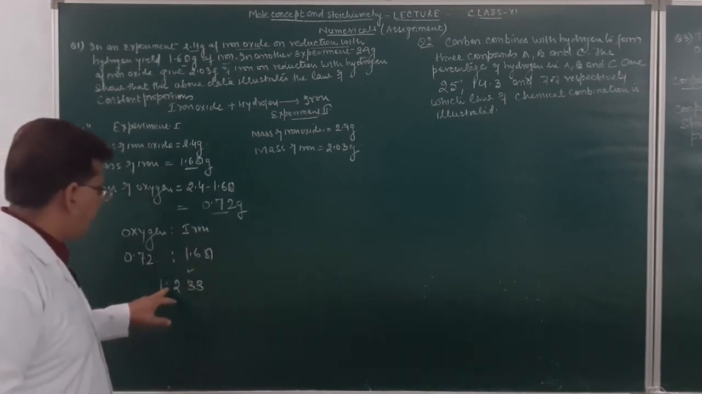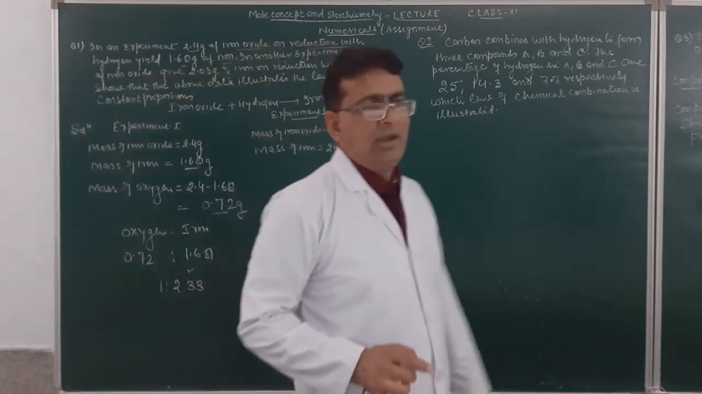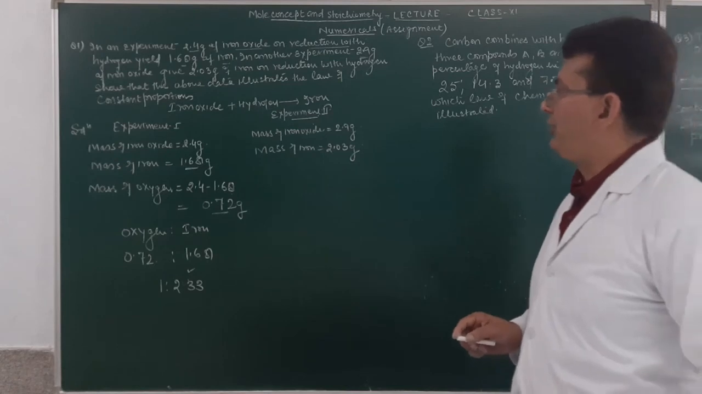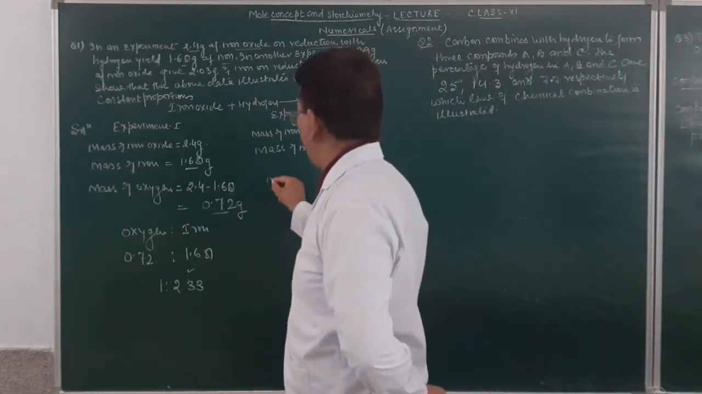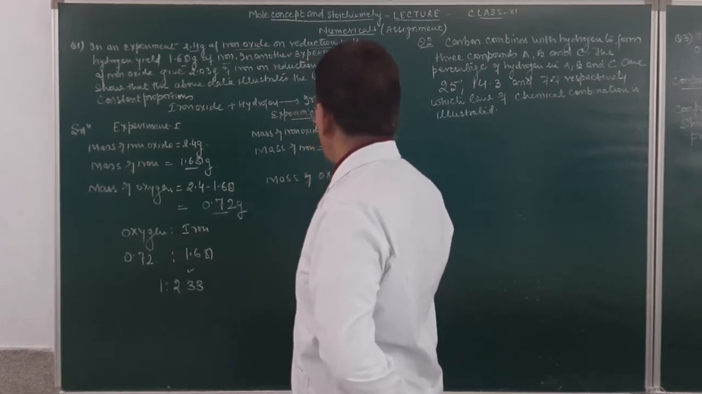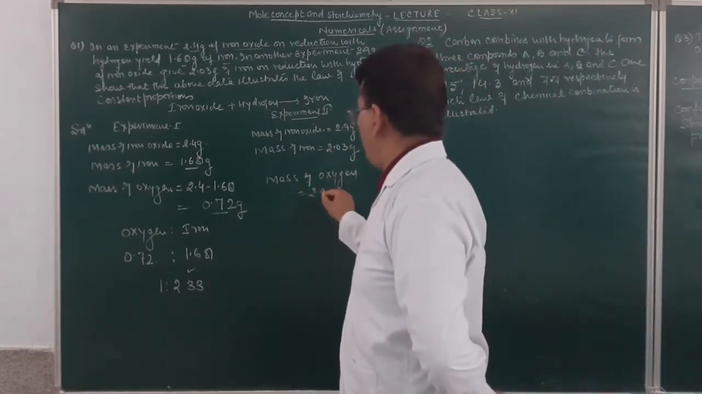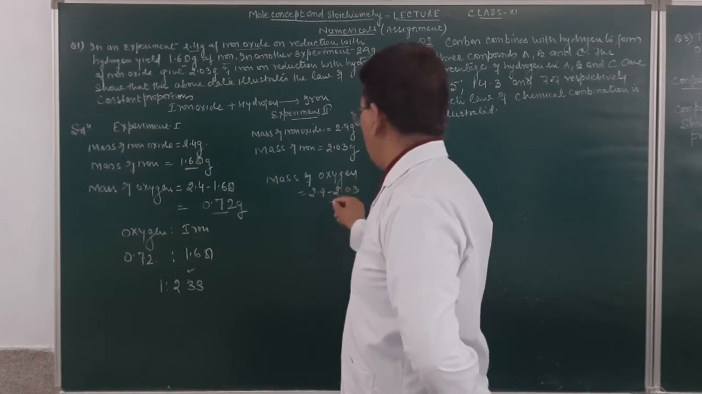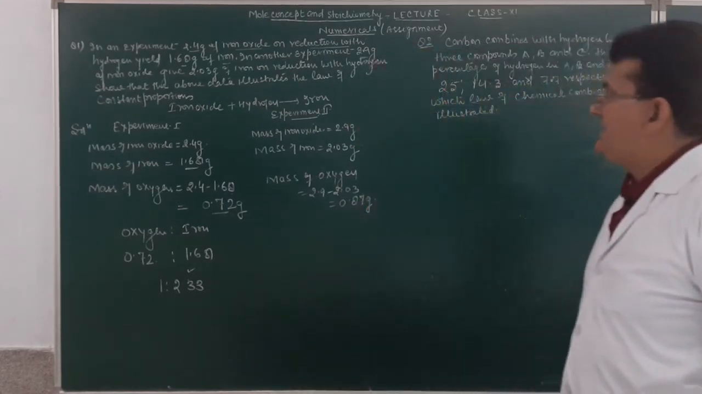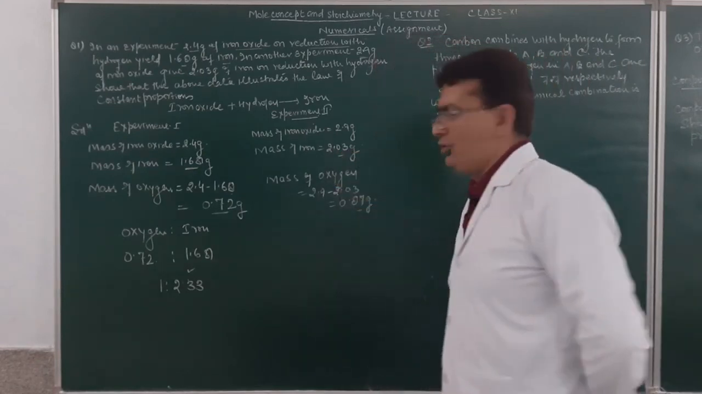Now, oxygen and iron in experiment number 1 are in the ratio of 1:2.33. If I am able to illustrate the same ratio in this experiment, then the law of constant proportion will be proved. Here, if I find out the mass of oxygen in this case, this will be 2.9 minus 2.03, and this will come to be equal to 0.87 gram. Yes. What is the mass of iron? 2.03. Mass of oxygen 0.87.